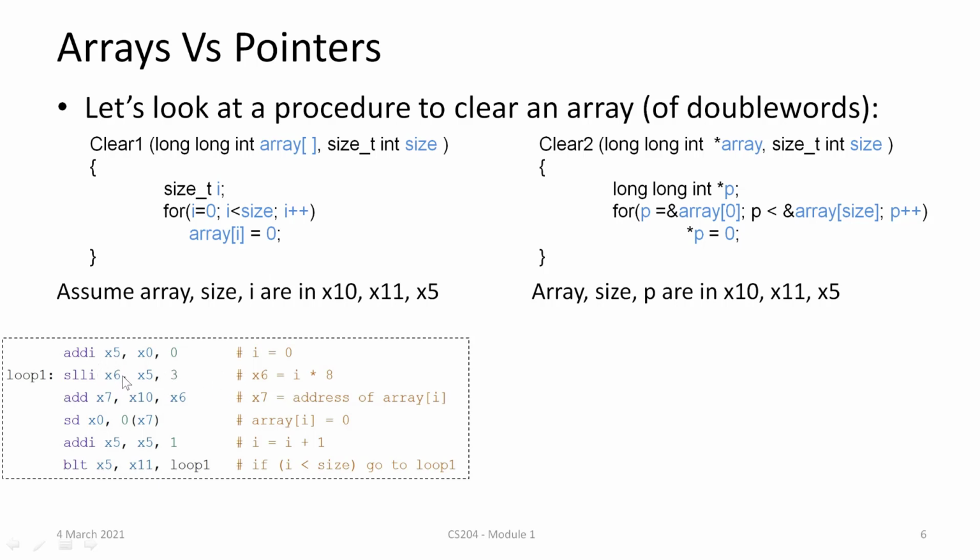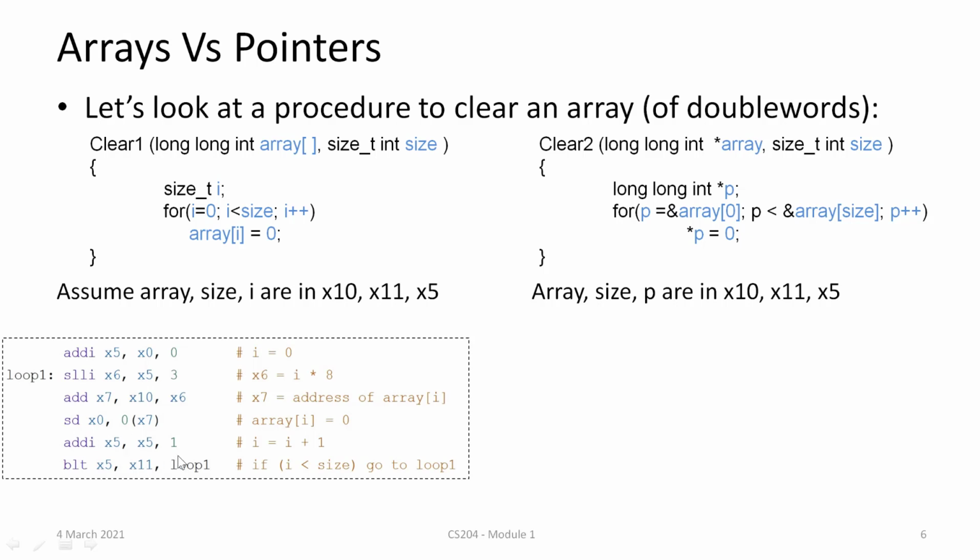Now once we have the offset, because we already have the address of the starting location, we add this offset and generate the address of the ith element of the array, and it is placed in x7 here. Now in that location we are writing 0. So we are storing 0, sd x0 0 x7. So what this does is, in the location given by x7 plus 0, which is the address of the ith element of the array, we are storing the value of 0.